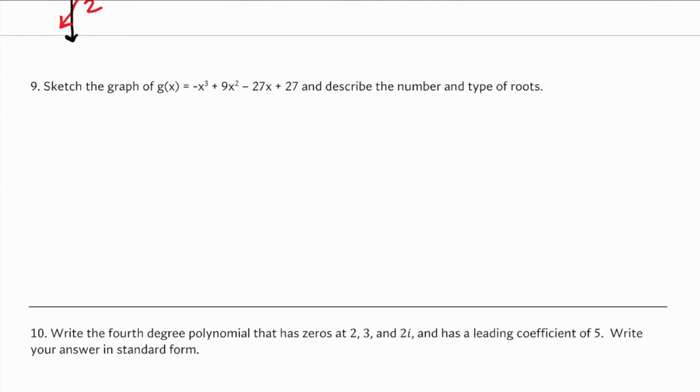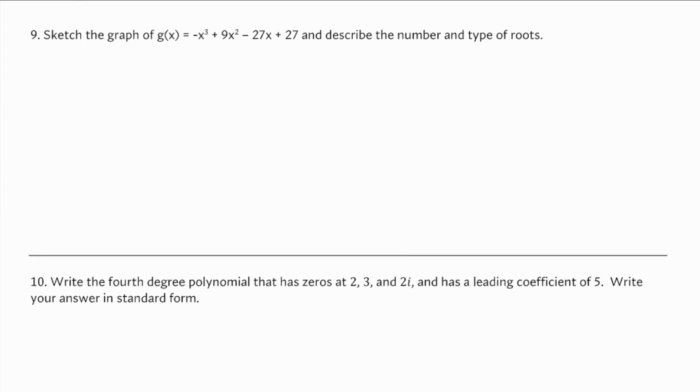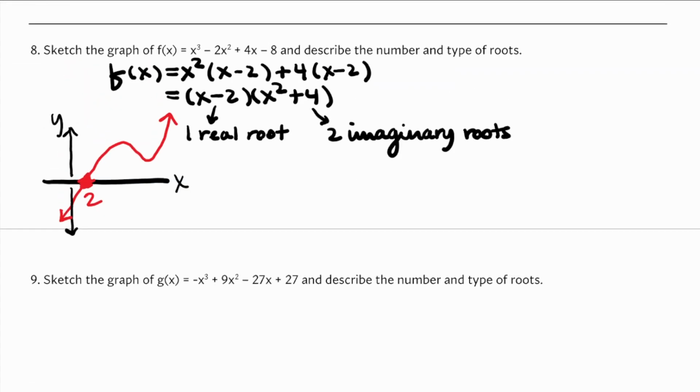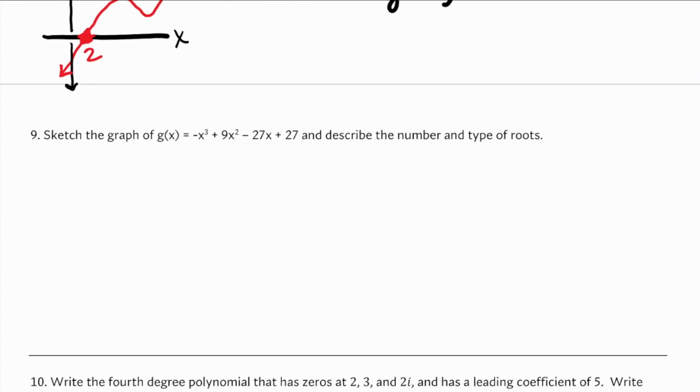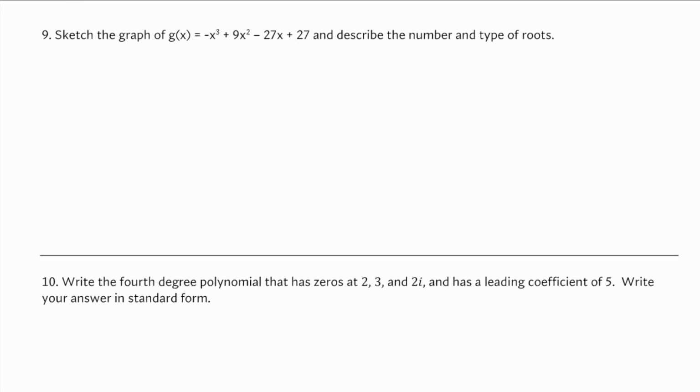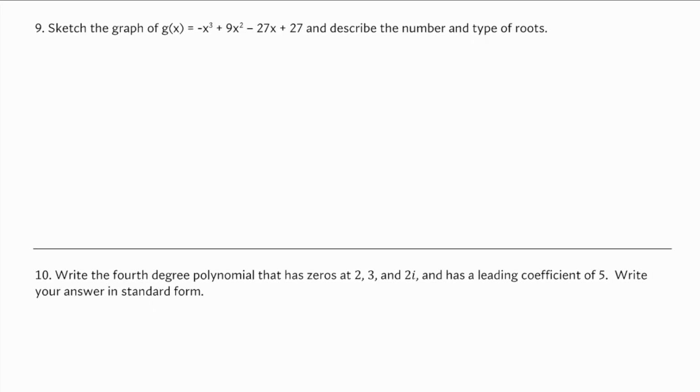Okay, let's keep moving. So number 9, sketch the graph of g of x equals negative x cubed. I just had to make sure that one wasn't negative. Plus 9x squared minus 27x plus 27. Describe the number and type of roots. All right.